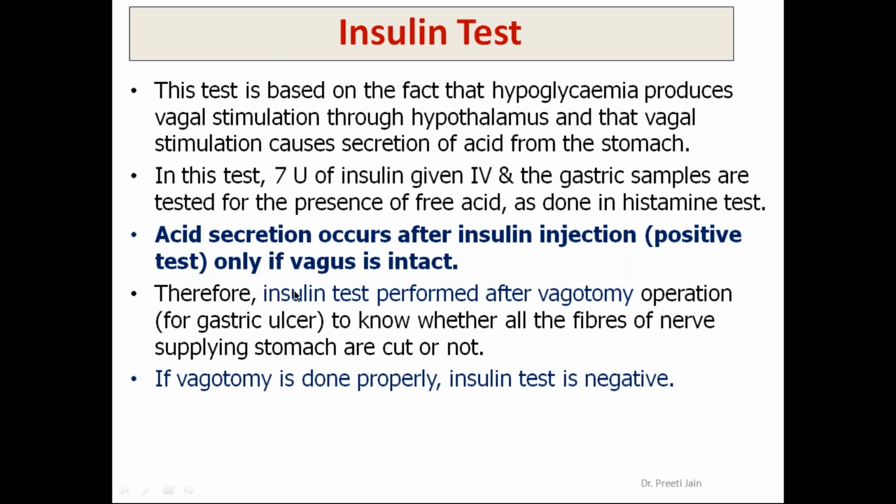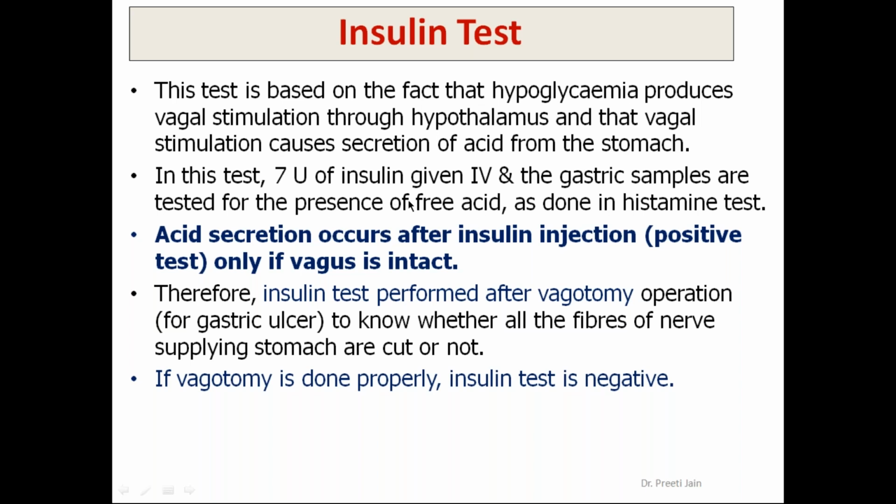Next is the insulin test. This is based on the fact that hypoglycemia, that is when the blood sugar level goes below 45 milligrams per deciliter, will produce stimulation of vagus and this in turn will cause secretion of acid from the stomach.